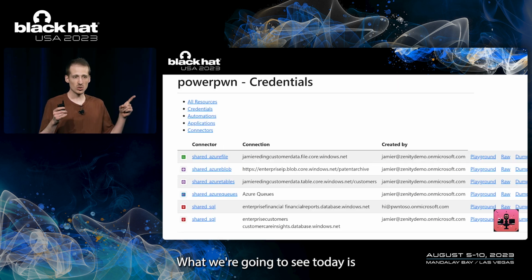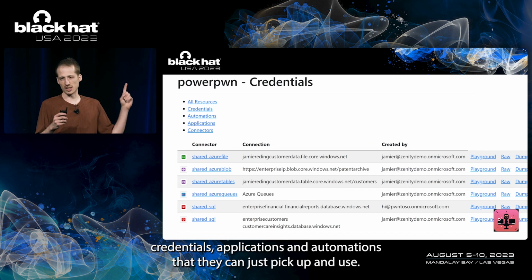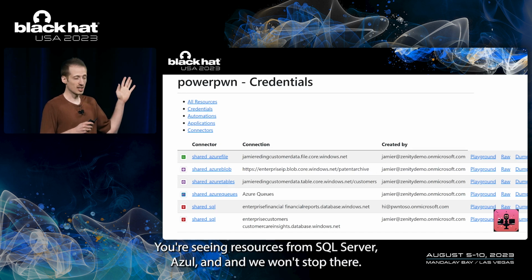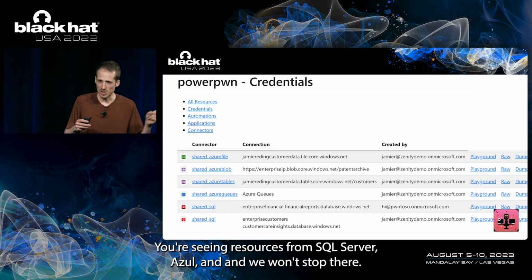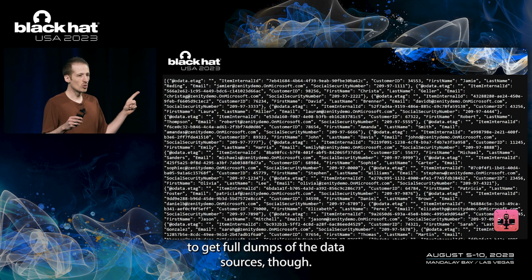What we're going to see today is that guests can actually get access to a bunch of overshared credentials, applications, and automations that they can just pick up and use. You're seeing resources from SQL Server, Azure. And we won't stop there. We also show that these guests can use these credentials to get full dumps of the data sources there.